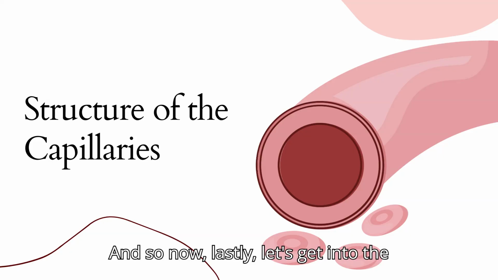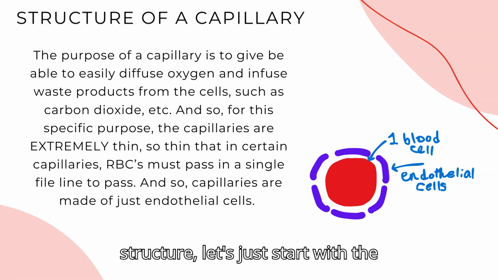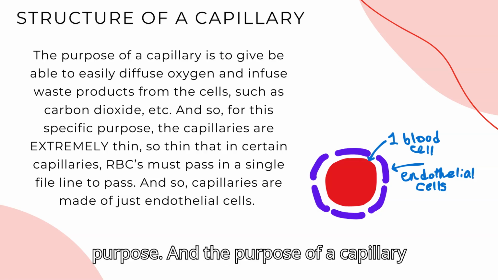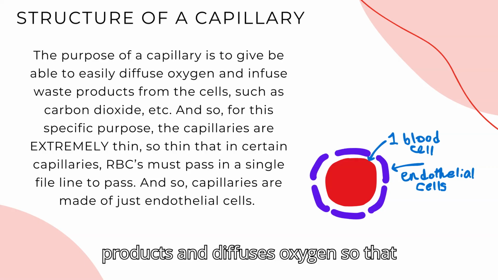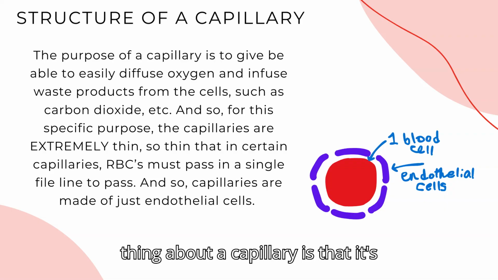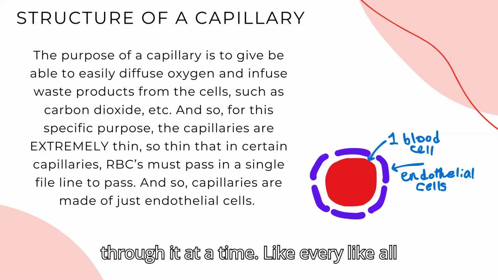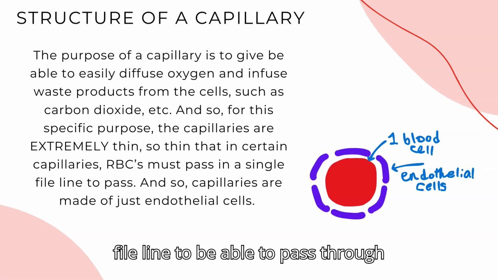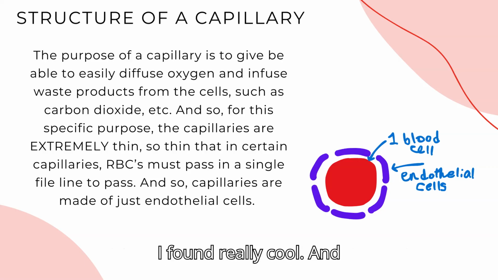And so now lastly, let's get into the structure of the capillaries. So before we get started with the structure, let's just start with the purpose. The purpose of a capillary is to make sure that it infuses waste products and diffuses oxygen so that the tissue can be nourished. And so one really cool thing about a capillary is that it's so small, so thin that one blood cell can pass through it at a time. Like all the blood cells have to be in a single file line to be able to pass through a capillary. And so that's just something I found really cool.